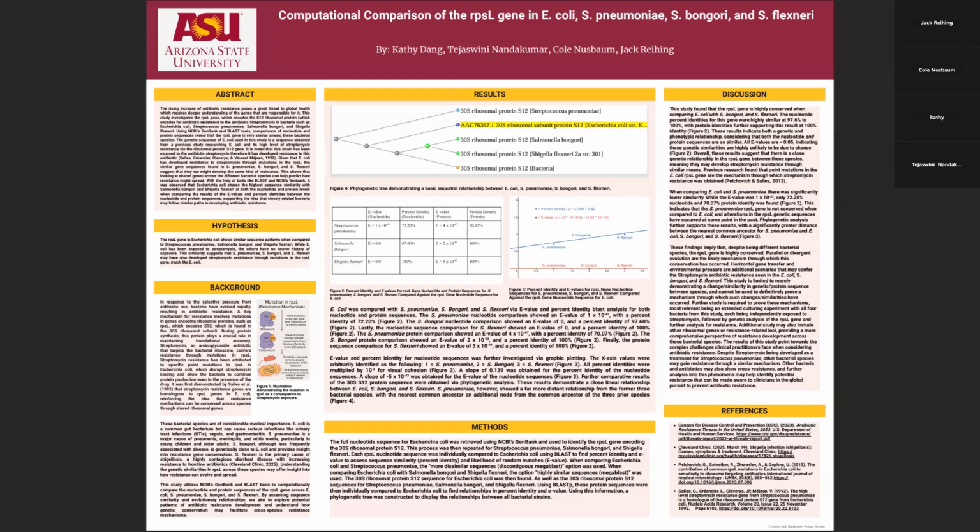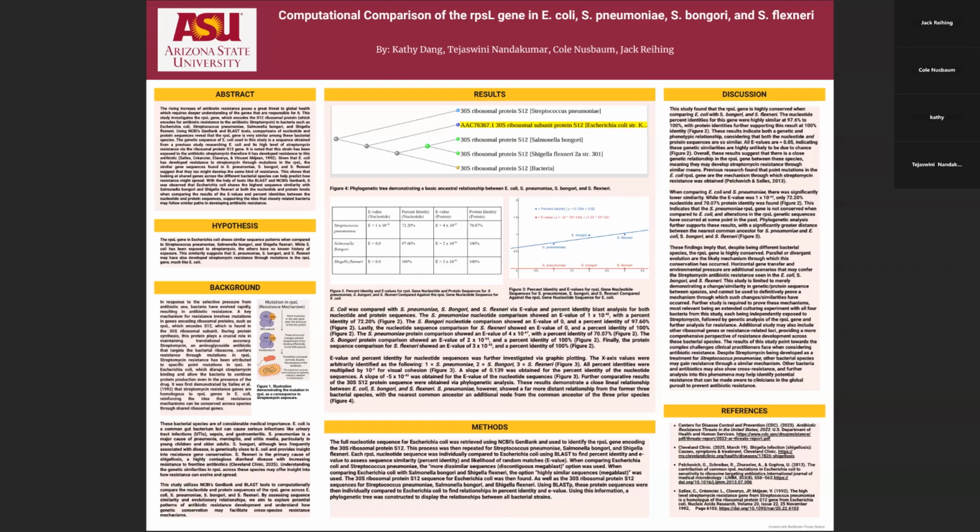Moving on to the discussion, this study found that the rpsL gene is highly conserved when comparing E. coli with bongori and flexneri. The nucleotide percent identities for this gene were highly similar at 97.6% to 100%, with protein identities further supporting this result at 100% identity. These results indicate both a genetic and phenotypic relationship, considering that both the nucleotide and protein sequences are so similar. All E-values are less than our statistical significance value of 0.05, indicating these genetic similarities are highly unlikely to be due to chance.